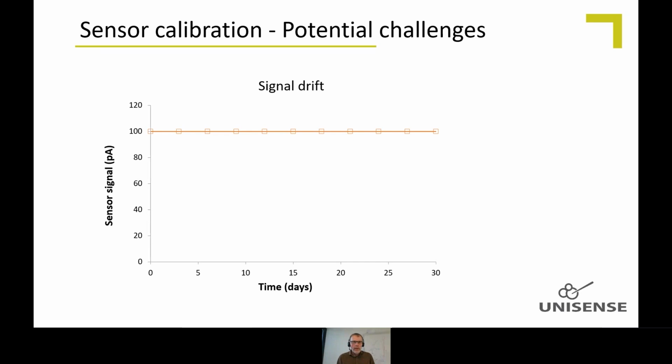About the last topic, sorry, I'm running a little over time. That is signal drift. An ideal sensor would look like this: exactly the same signal over time. This is over 30 days. It's not so often we get that. Often there's a little loss in signal over time.